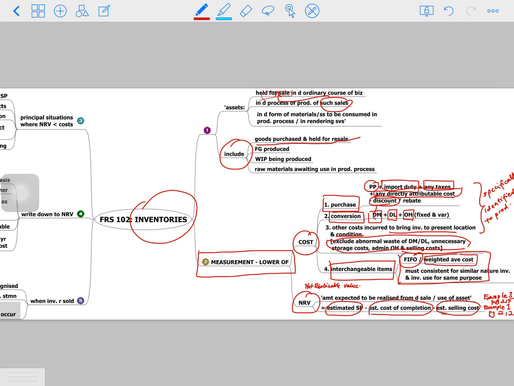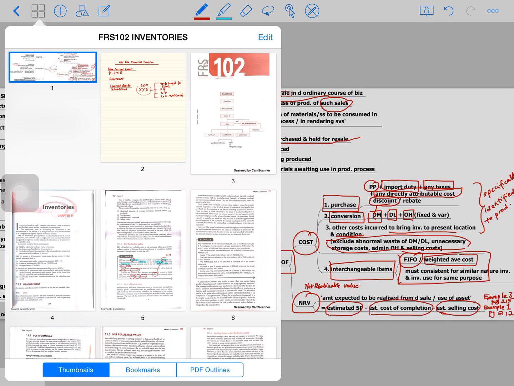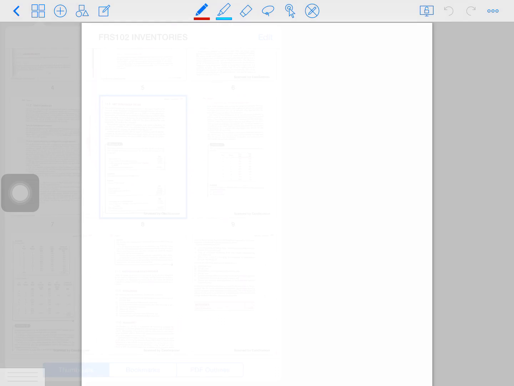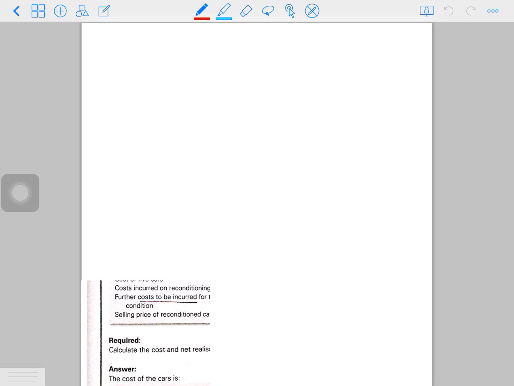Another example is example 3, page 215. Example 3, page 215 is here. Here we have ABC, which is a car dealer. ABC buys used cars, reconditions them and sells them to the customer. At the end of year 4, ABC provided the following information on its year-end inventory of cars.